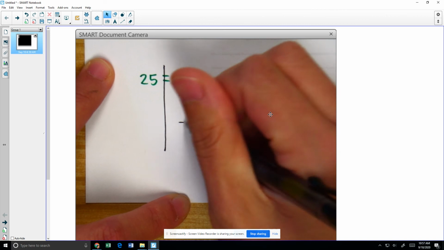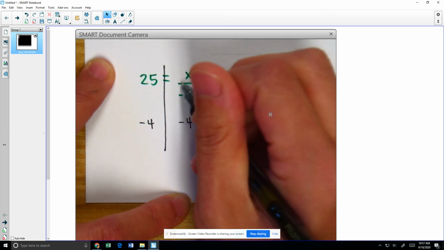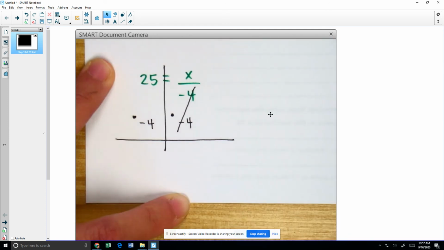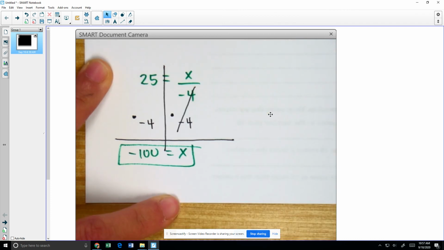Okay, negative 4. Someone says negative 4. I'm assuming that means we are going to move negative 4 because it's on the same side as x. Add, subtract, multiply, or divide. Multiply, right? Because it's divide here. Opposite of divide is multiply. So I'm going to multiply both sides by negative 4. So just use your calculator. 25 times negative 4 is negative 100 equals x. Boom. Okay. Hopefully you were able to do that.